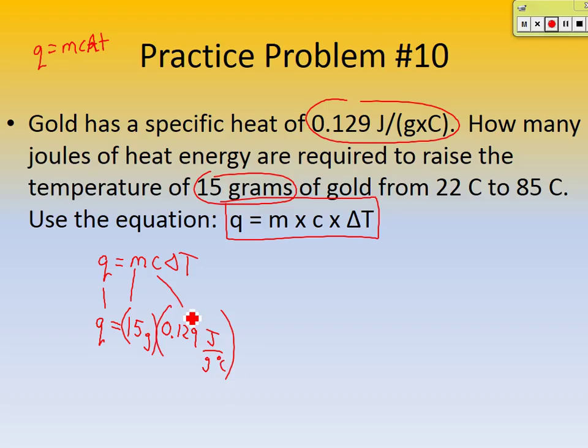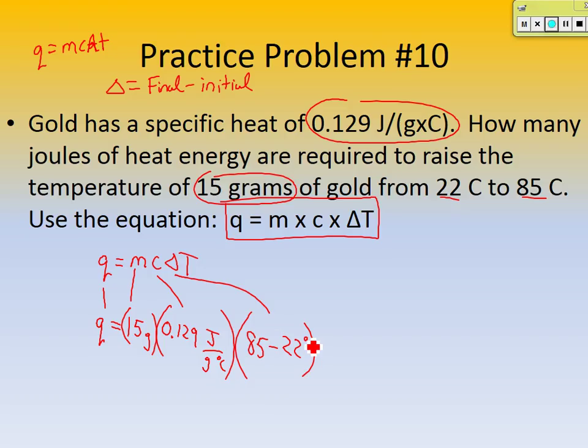Goes in for C. Now when we measure change in temperature, which temperature value comes in first? Yeah, it's always final minus initial. So what was the final temperature of the gold, guys? 85. That was the final one. So it's 85 minus what? 22. Okay, so there's my delta T.